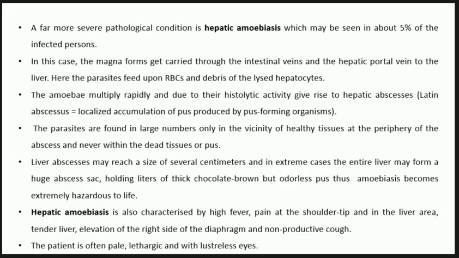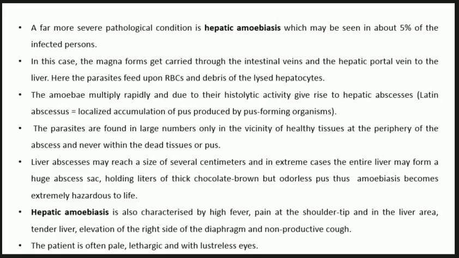Okay, so this is the other part. In the previous one we saw intestinal amoebiasis, and this is hepatic amoebiasis. So a question may be asked on either intestinal or hepatic, or both. But remember one thing, both are actually carried out by the magna form trophozoite, not the minuta form. Remember, minuta is not damaging, magna is damaging.